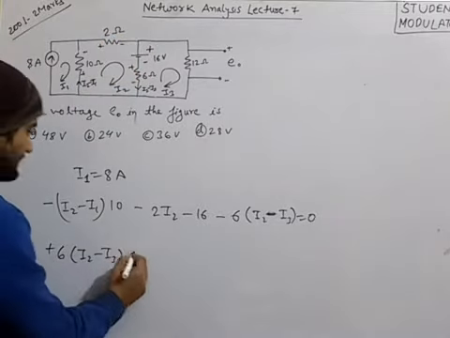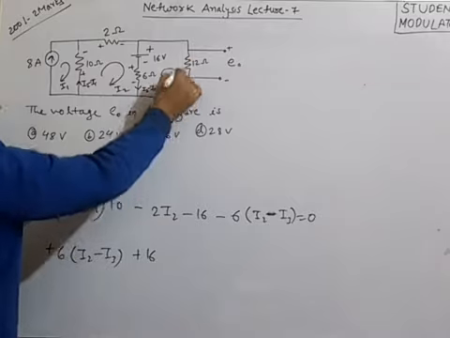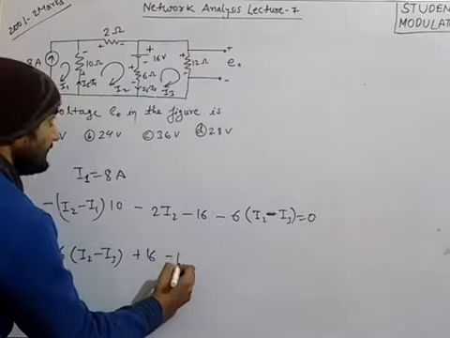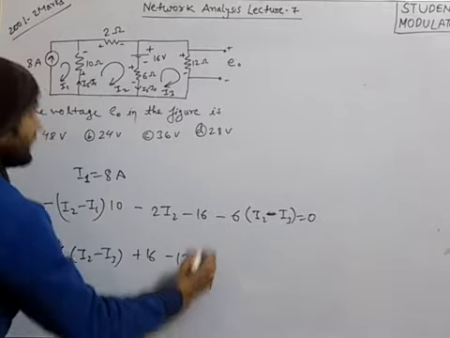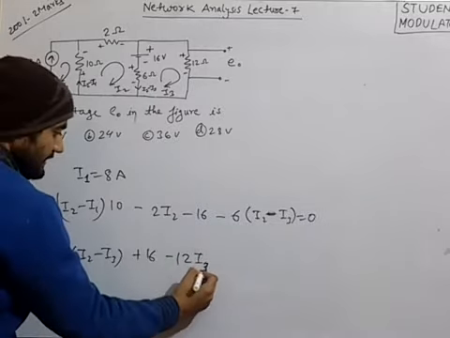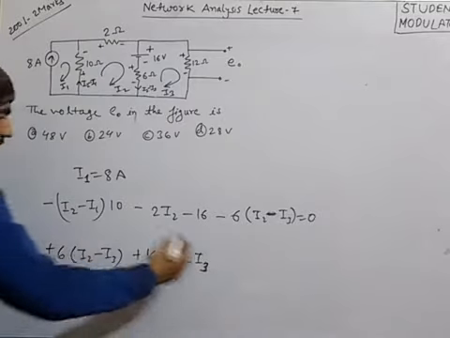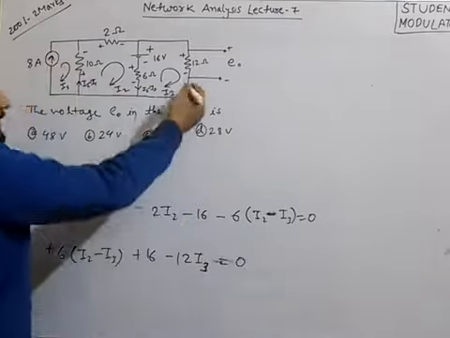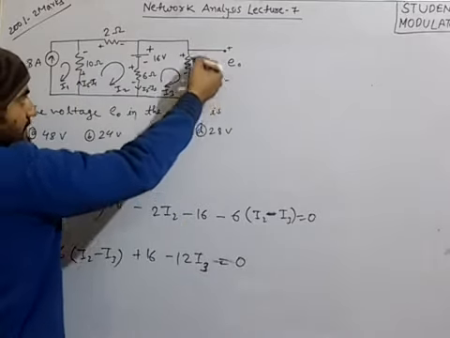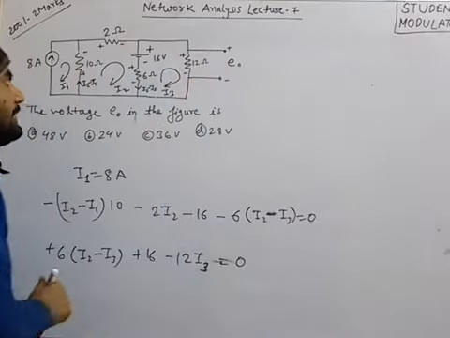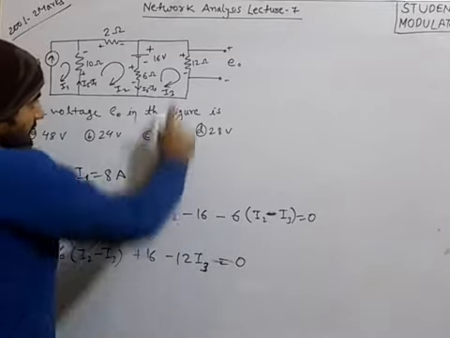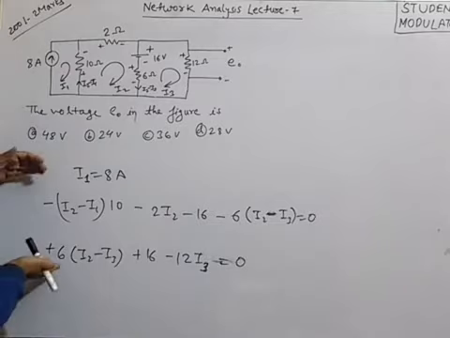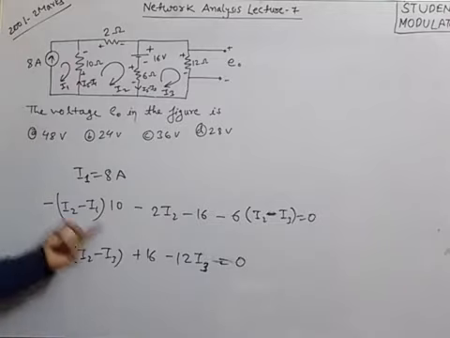Next, plus 16. Next, the drop will be minus because of I3, so minus 12 I3, exiting polarity is minus. Overall, this will be equal to 0. Exiting polarity means the polarity when we exit this element. So we have these three equations and three variables, I1, I2, I3.